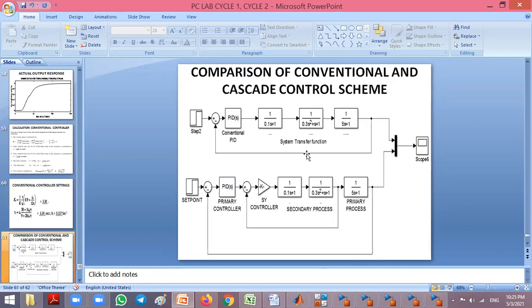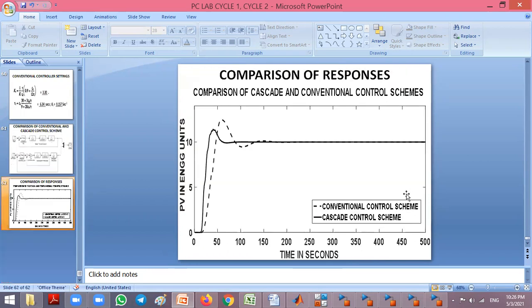Okay, we have already done the secondary control scheme, now you implement the primary control scheme with only one PID. You compare them by giving both outputs to a mux, a multiplexer, and connect it to a scope so you can see the comparison. The response will look like this: the conventional control scheme and the cascade control scheme. The conventional is in dotted line, cascade is in solid line.